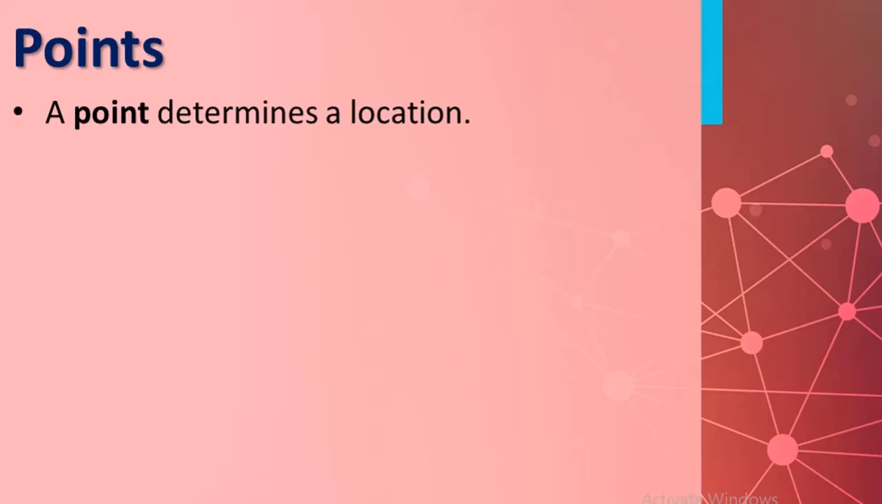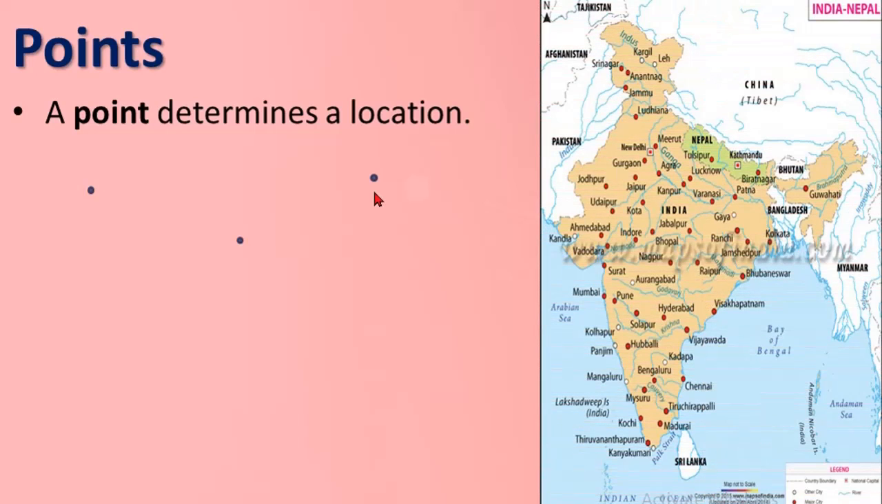A point determines a location. So, by this figure, we can get it perfectly. You can see that there are 1, 2 and 3 points, dot like structures. Those are known as points. Points are basically used to locate a place on a plane.